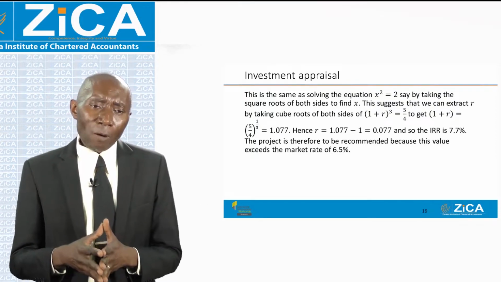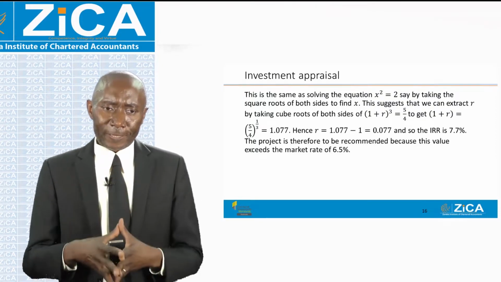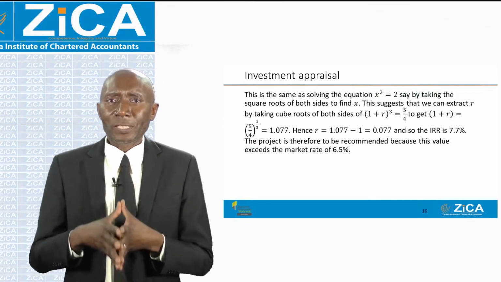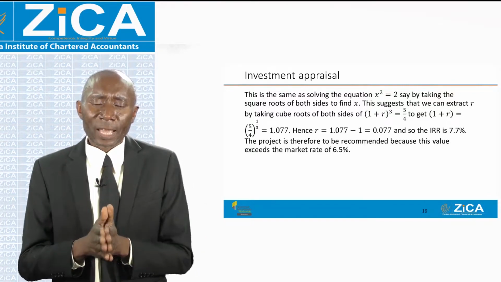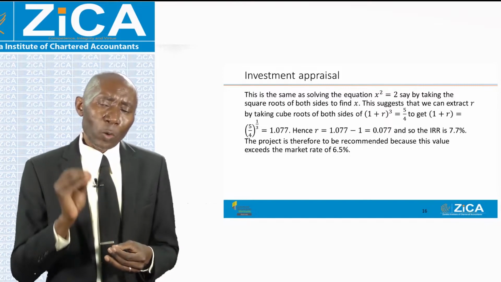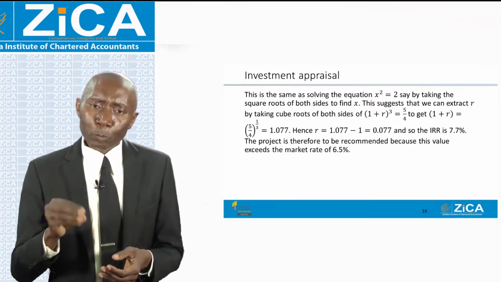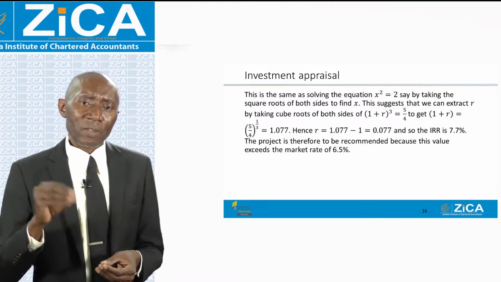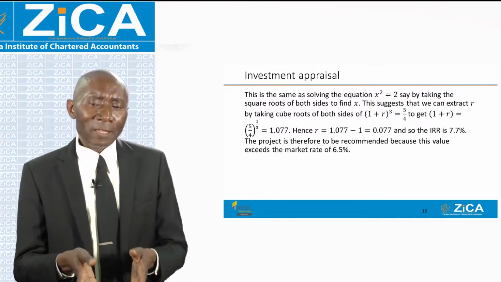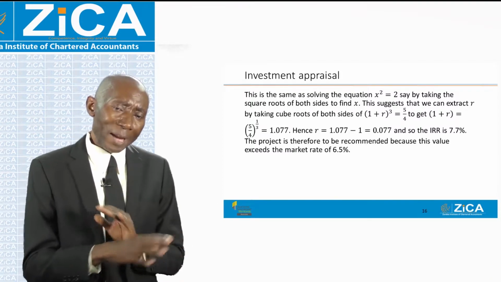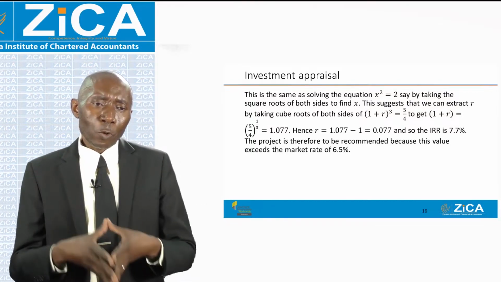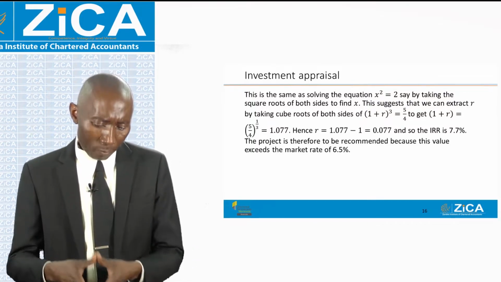7.7%. Now, what happens is that the market rate is 6.5, but your internal rate of return is 7.7. So what you are being told is, where should you invest your money? Should you put your money in an account which will earn you interest of 6.5, or should you put your money where interest will be 7.7? So you go for the larger one. Since the internal rate of return is greater than the market rate, which is 6.5%, it's better for you to invest in the project. So we say here the project is worthwhile.